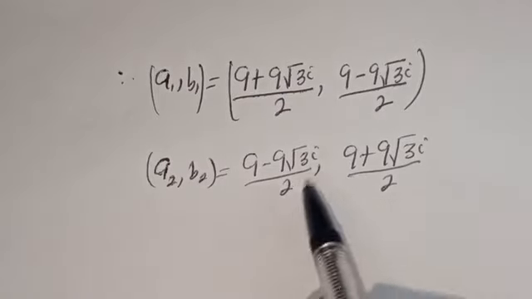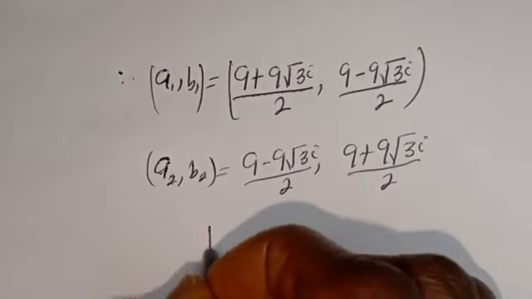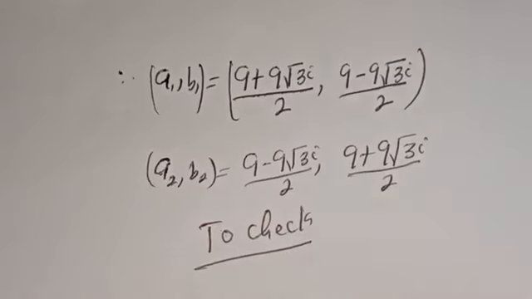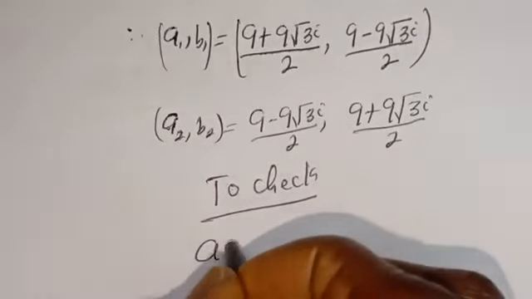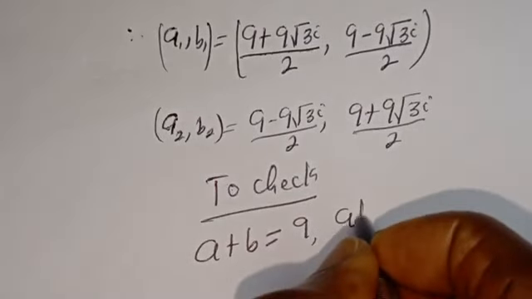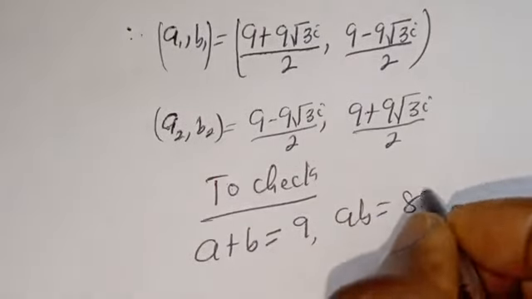We can check to confirm if this answer is right or wrong. Let's check. To check, we have the given equation. a plus b is equal to 9. ab is equal to 81.